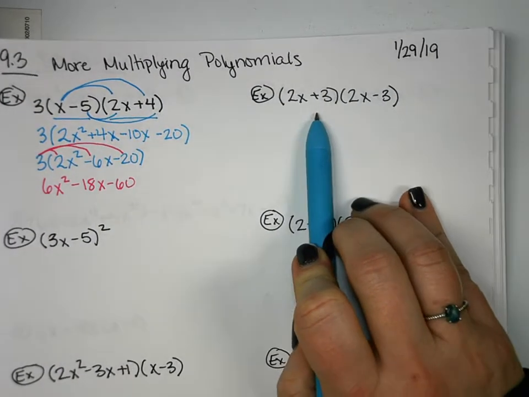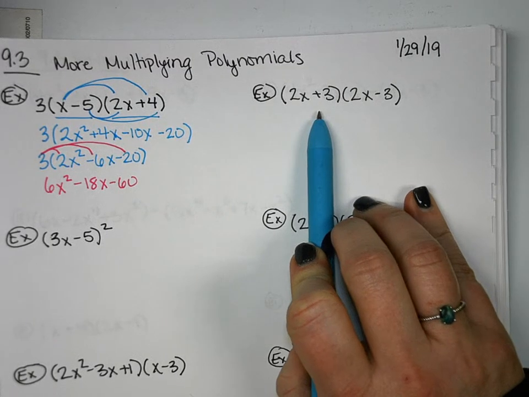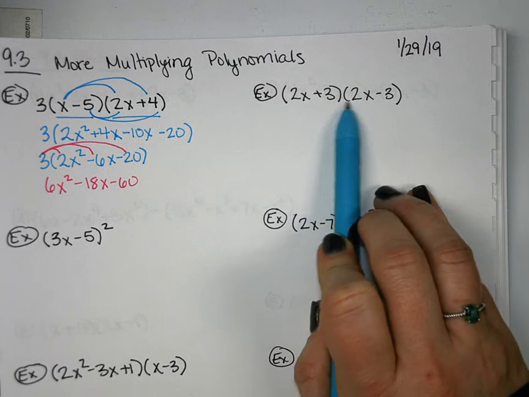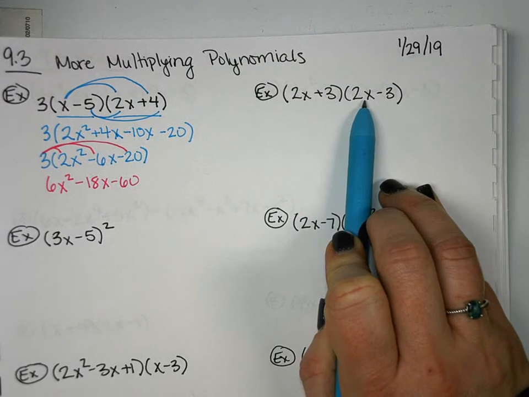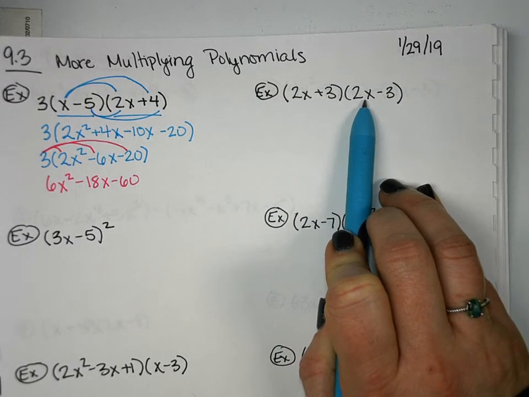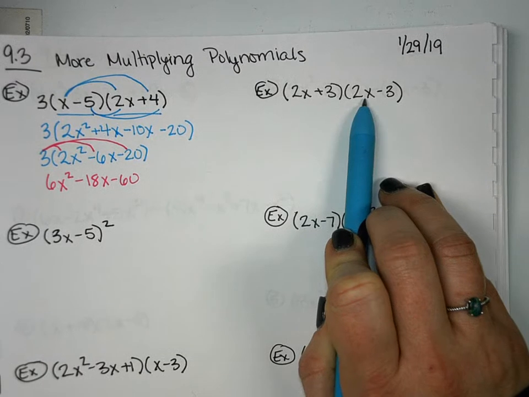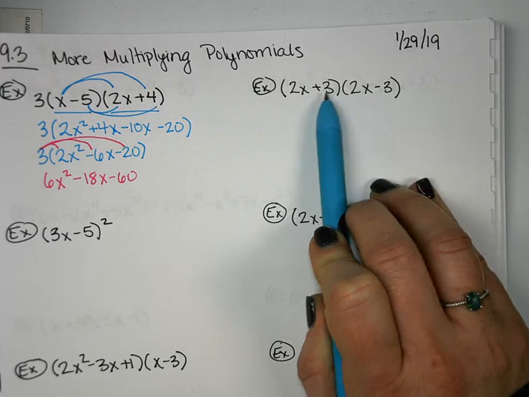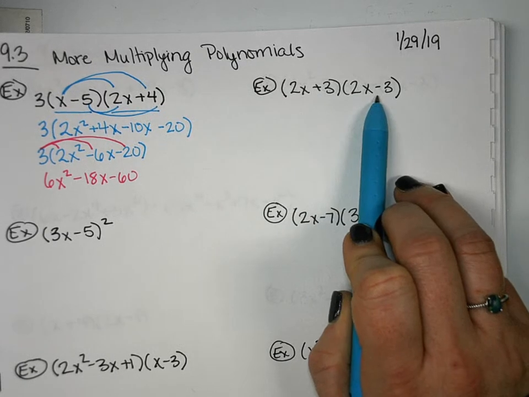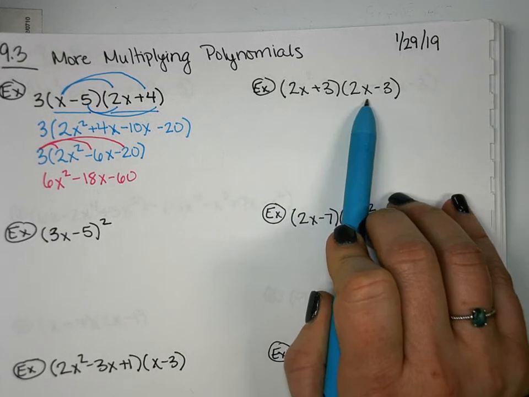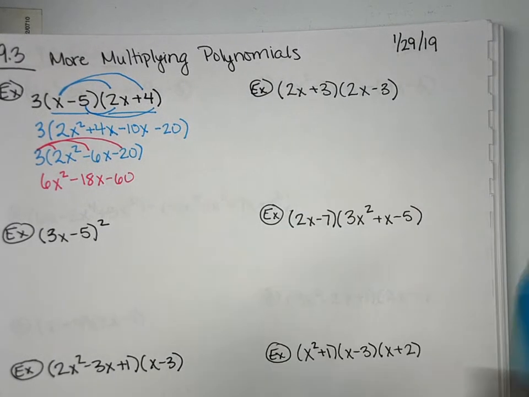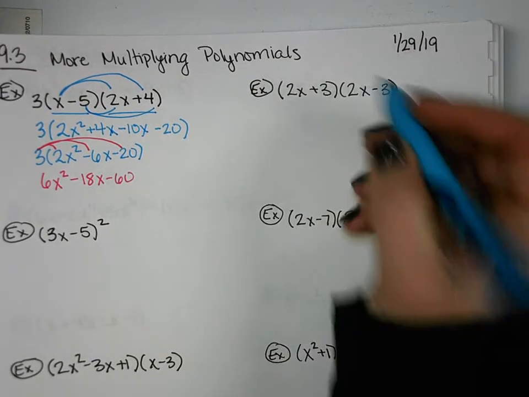Okay, so if we look at this next one, do you notice anything special between the two binomials? They're the same? They're almost the same. What's the only difference? One's plus and one's minus. When that happens, let's multiply this out because there's something special that happens. So we can FOIL it the same way we've done it before.